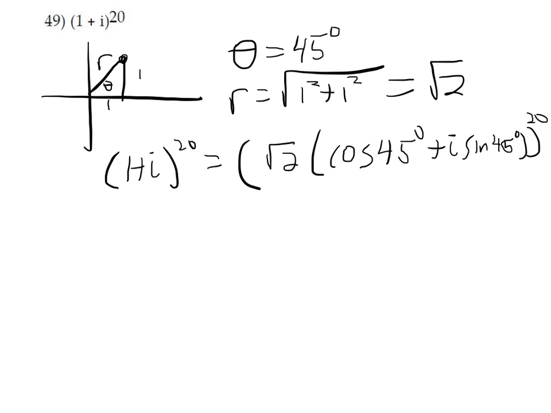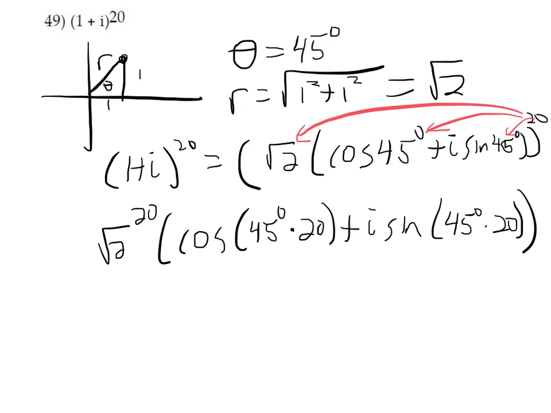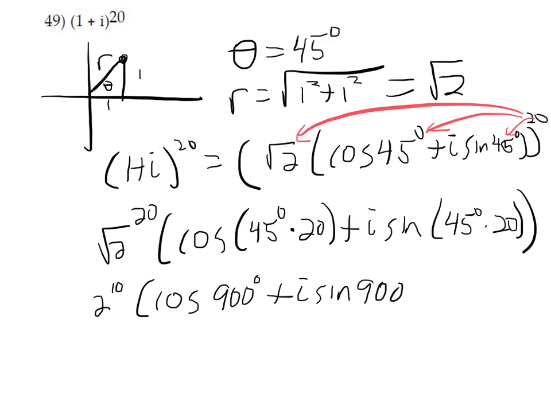Okay, now where the 20 goes, it'll distribute in different ways. We'll get the square root of 2, that'll be to the 20th power, and then the 45 degrees will be just times 20, plus I sine 45 degrees times 20. Now we simplify. Square root of 2 to the 20th is the same as 2 to the 10th. And then we have cosine of 45 times 20, which is 900 degrees, plus I sine 900 degrees.